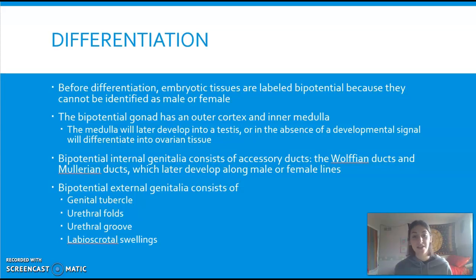Bipotential internal genitalia consists of accessory ducts, the Wolffian ducts and the Mullerian ducts, which later develop along male or female lines. Bipotential external genitalia consists of the following: the genital tubercle, urethral folds, urethral groove, and the labial scrotal swellings.